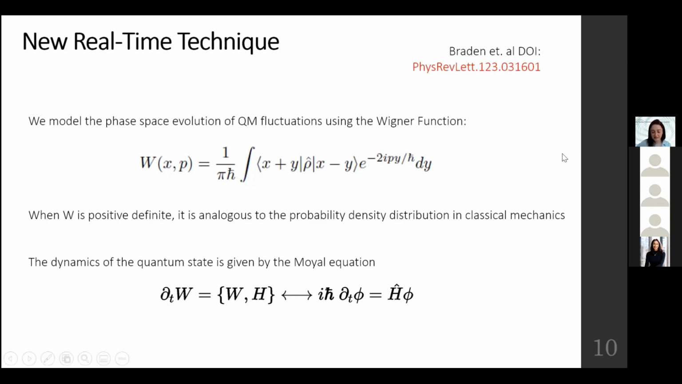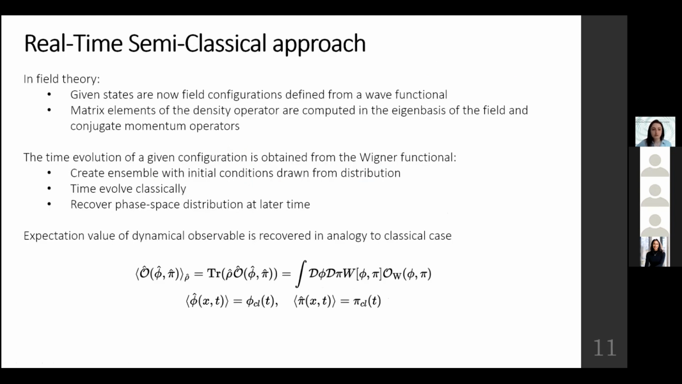And this is based on the fact that in quantum mechanics, one can model the phase space evolution of a system using the Wigner function. So as long as this Wigner function is positive definite, it is entirely analogous to a classical probability distribution. And its dynamics is given by what is called the Moyal equation here on the left-hand side. It is exactly equivalent to the Schrodinger equation. So, of course, we're working with fields. We can just generalize the Wigner function to a Wigner functional.